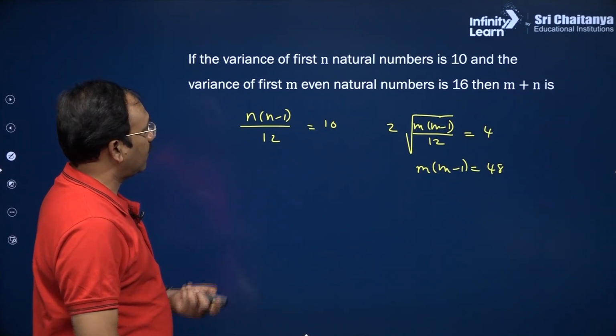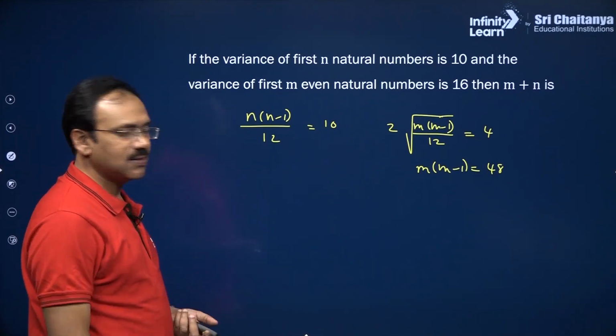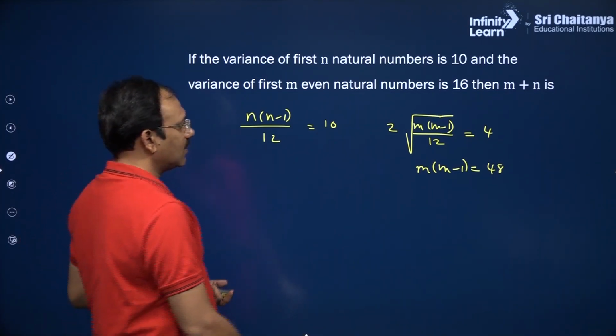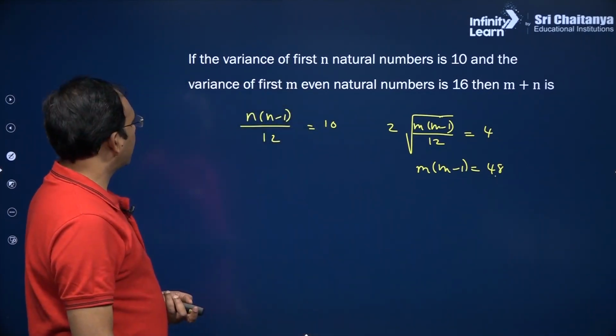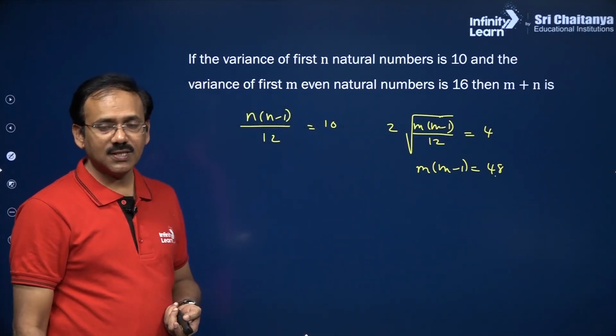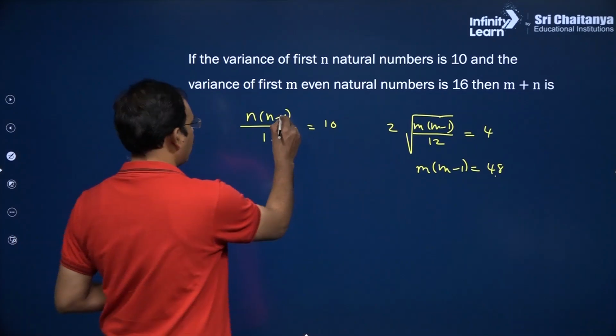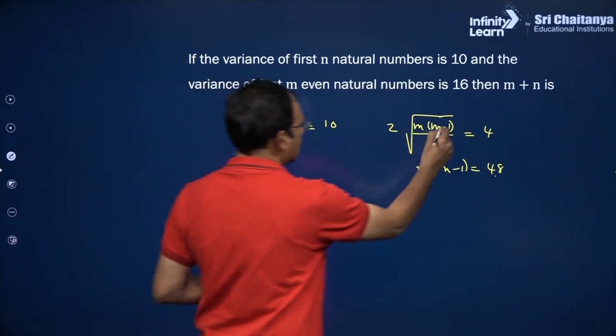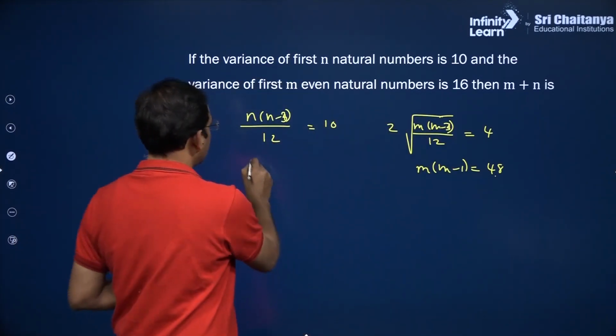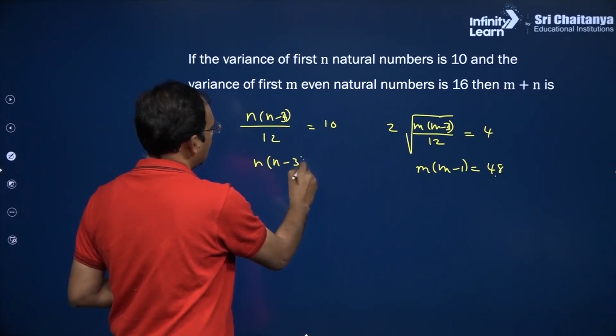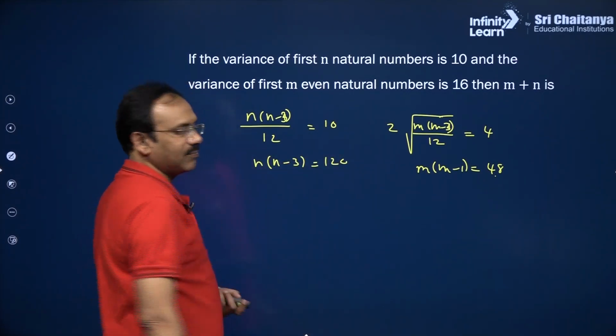Now, then m plus n is, so what can be, yeah, the variance of the first n natural numbers is n into (n minus 3) by 12, n minus 3, yes. So, this is n into (n minus 3) is equal to 120, my dear friends.